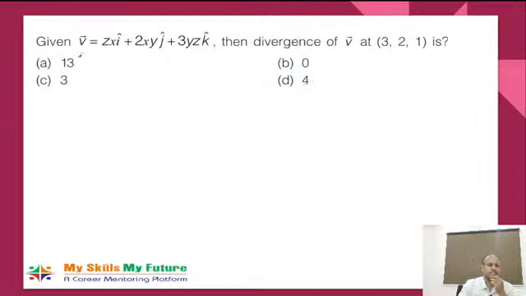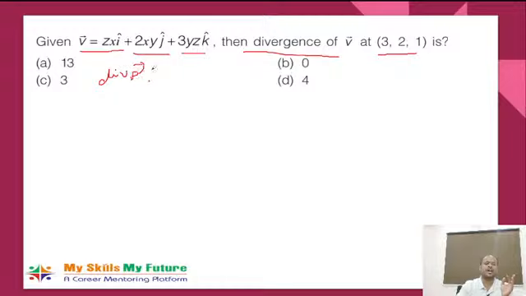Very simple question. This is a vector field given. Given v bar equal to zx i cap plus 2xy j cap plus 3yz k cap. Asking what? The divergence of v bar at the point 3, 2, 1. Very simple. What is the definition? Divergence of some f bar equals del dot f bar, where del is the differential operator i cap dou by dou x plus j cap dou by dou y plus k cap dou by dou z.